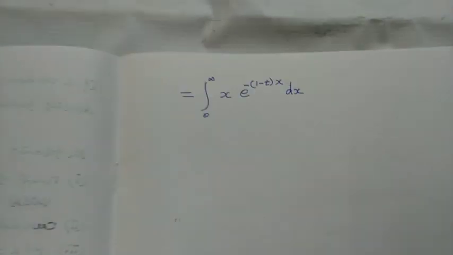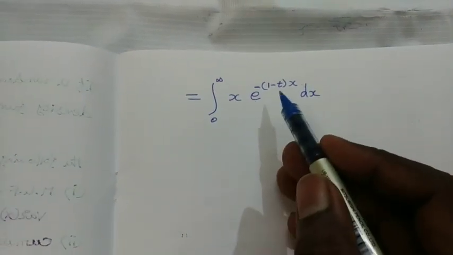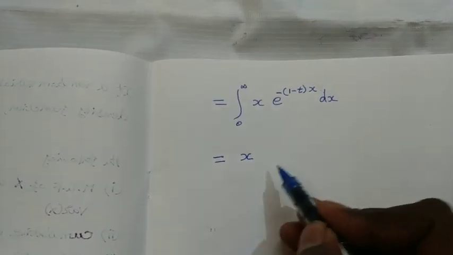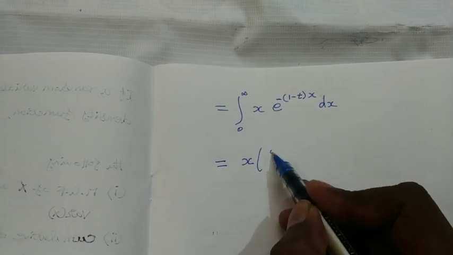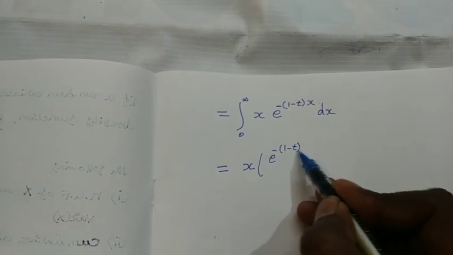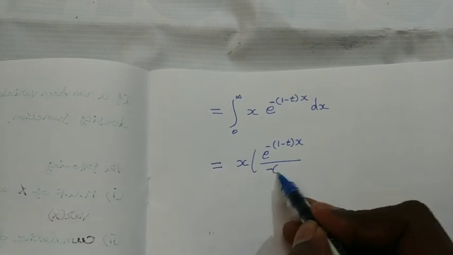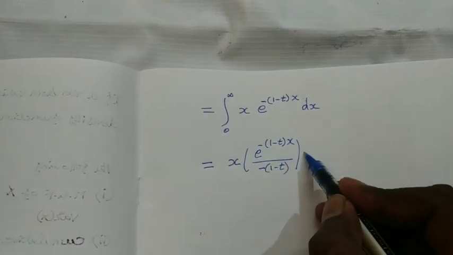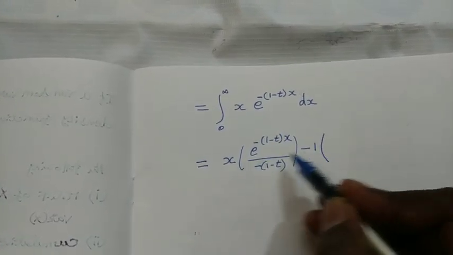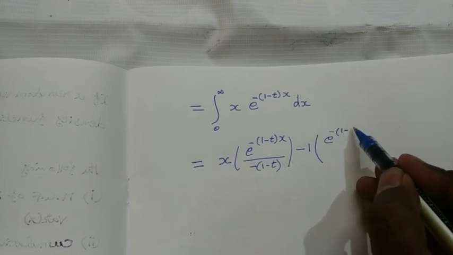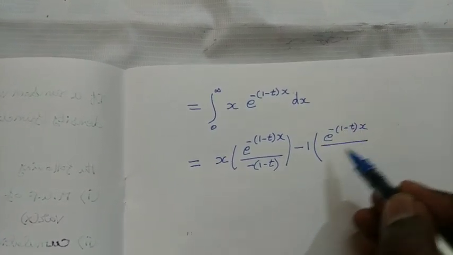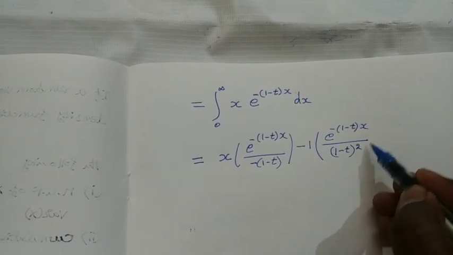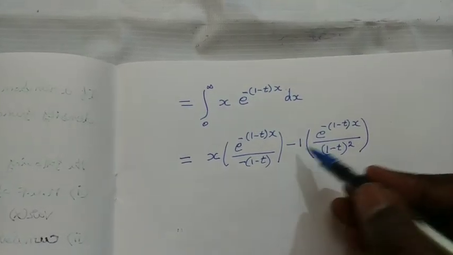With the same method I am going to apply here. This is the algebraic term, this is the exponential term. Applying Bernoulli's method, take the algebraic term first, integrate the remaining term: e power minus 1 minus t x by the coefficient of x, minus 1 minus t. Next, minus the differential of x, which is 1, and the integration of this is e power minus 1 minus t of x by minus 1 minus t. Minus into minus is plus, so it is 1 minus t the whole square. The next differential, of 1, is 0, so we can stop.